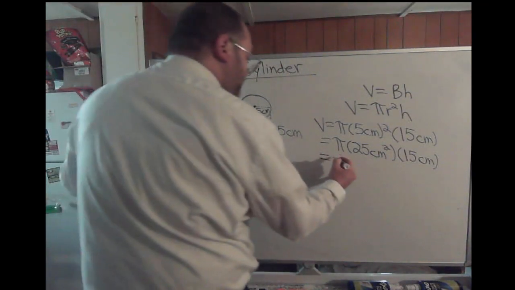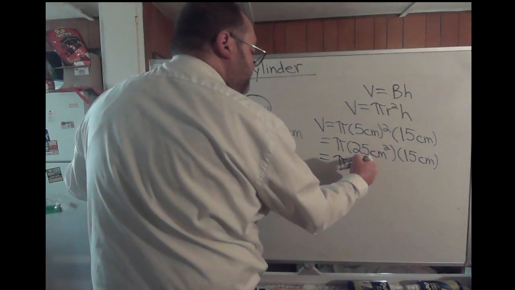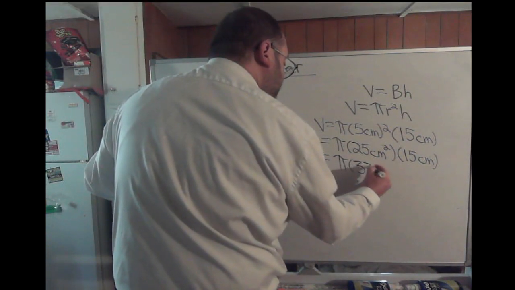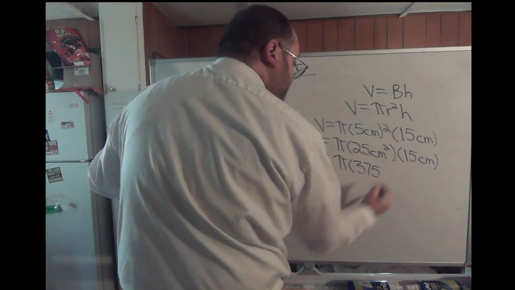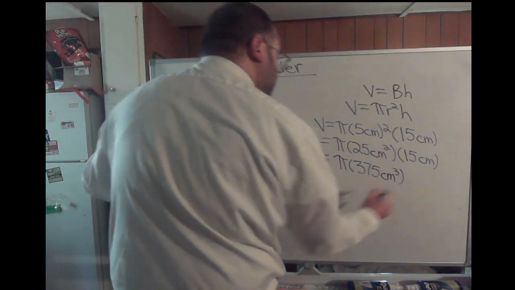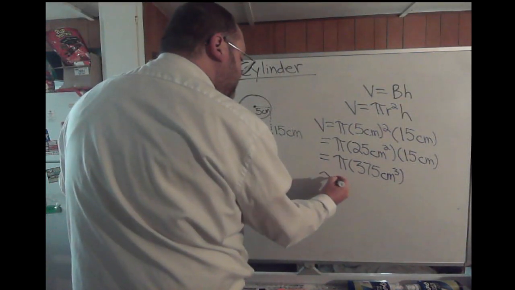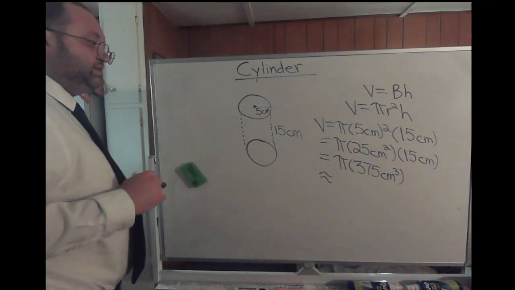Now, before I bring pi into this and do the multiplication, I'd like to simplify this further. Do 25 times 15, which would be 375. Centimeters squared times centimeters, that's going to be centimeters cubed. So now we just got to do pi times 375 cubic centimeters. We're going to round the result to approximately 2 decimal places.